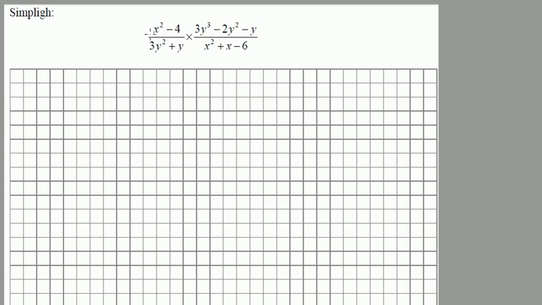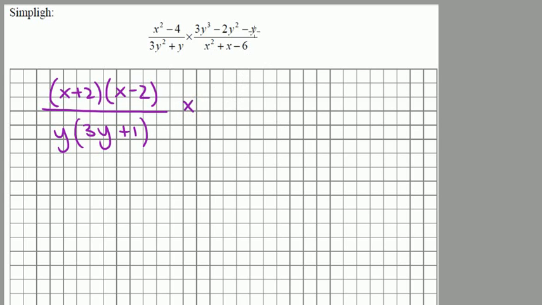Okay, so I'm going to treat these as four different expressions. The first one I recognize as the difference of two squares. So to factorize, I have x plus 2 and x minus 2. On the bottom, when I factorize, all I can do is take out what's common to both terms, which is y. When I take y out, I'm left with 3y plus 1.